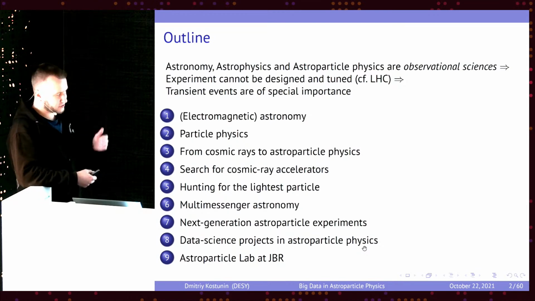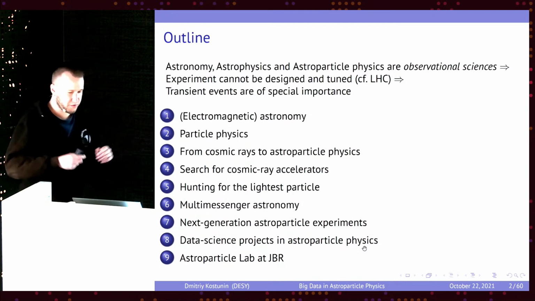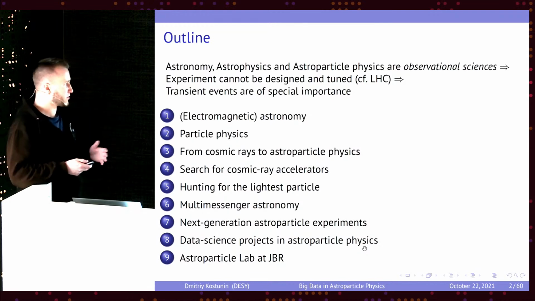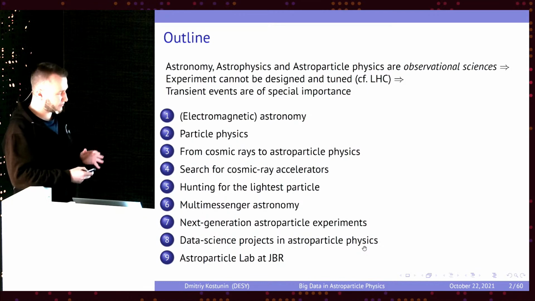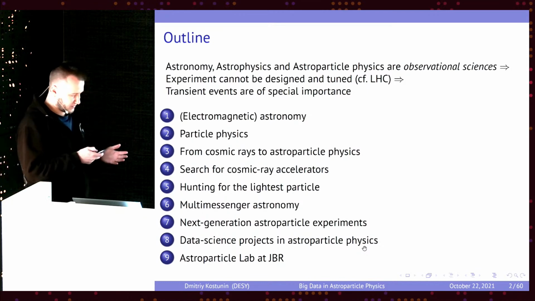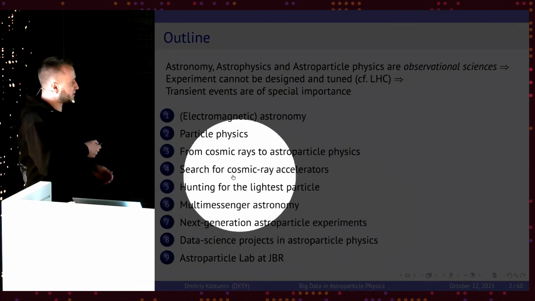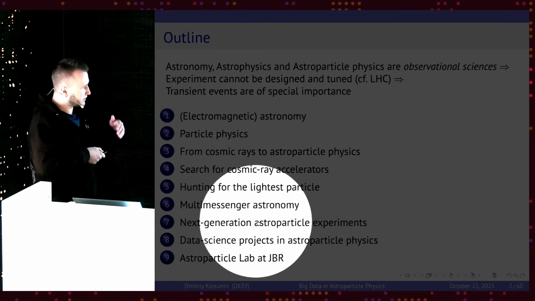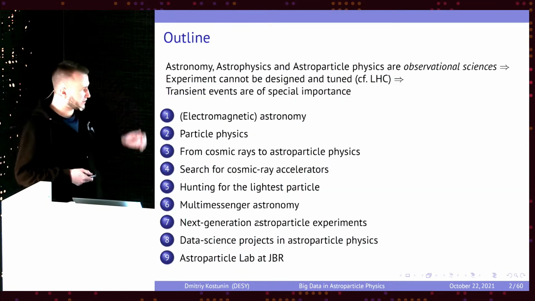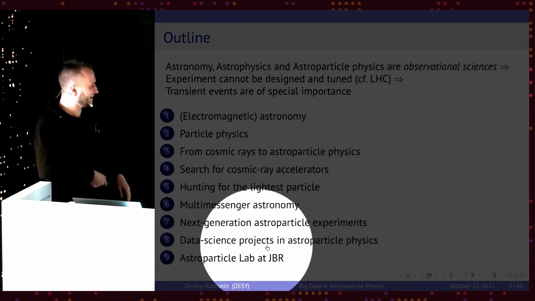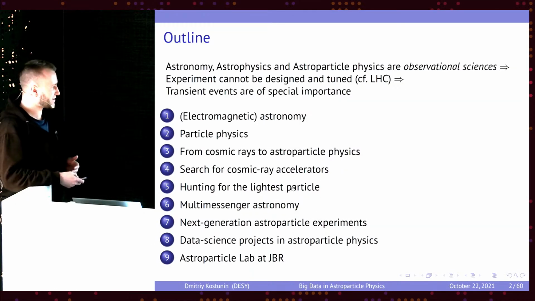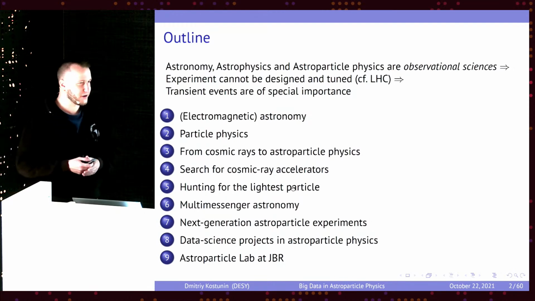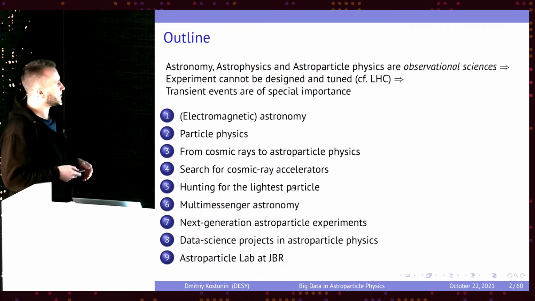I assume that not all of you know what astroparticle physics is, so I will first start from astronomy, electromagnetic astronomy. Then I go to particle physics, and then I try to explain what astroparticle physics is, and then we go to multimessenger astronomy. In the very end I will give an impression of data science projects in astroparticle physics, and give some examples of what we are doing in the frame of JetBrains Research.